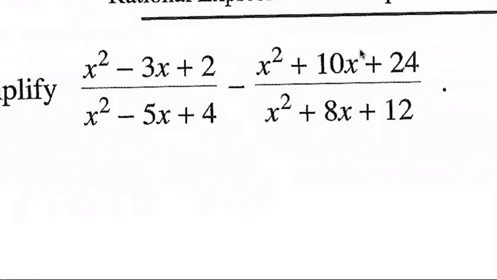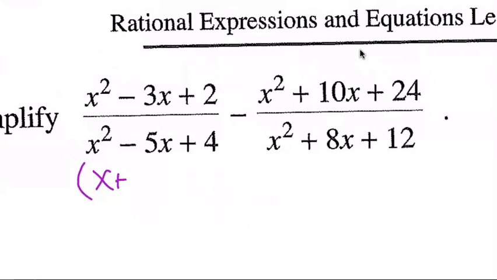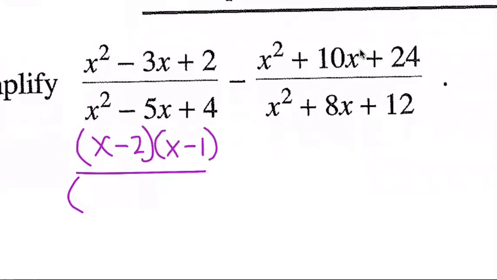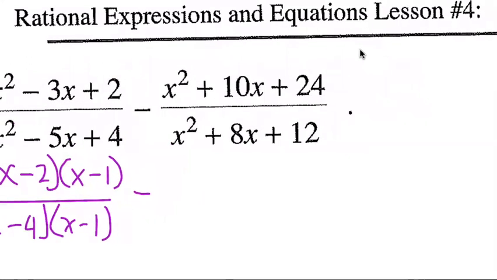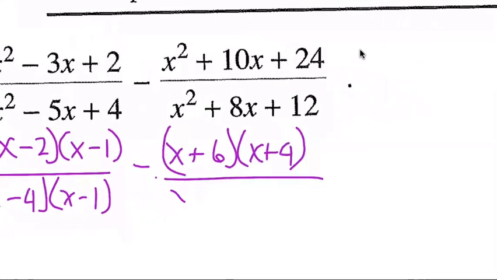So when I factor these, my numerator on the left-hand side, x squared minus 3x plus 2, is going to factor to x minus 2, x minus 1. My denominator on the left-hand side is going to factor to two numbers that multiply to negative 4: x minus 4, x minus 1. My numerator on the right-hand side is going to factor to x plus 6, x plus 4. My denominator on the right-hand side is going to factor to x plus 2, x plus 6.